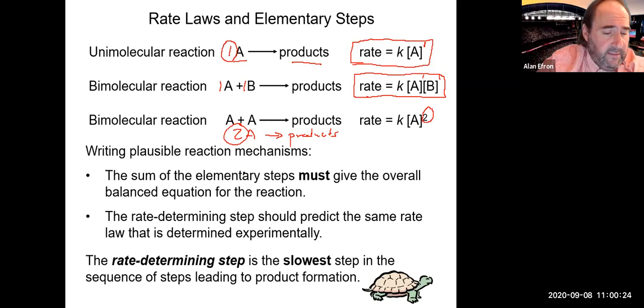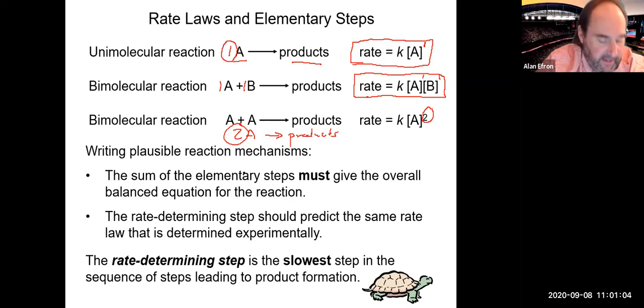So in these problems, if they're asking you to prove this is a good or bad mechanism, they will give you the overall reaction that you're looking for. The first simple thing to make it a good mechanism would be, obviously, that when you add up all the steps of that mechanism, you do get the overall reaction that we are looking for. Now, the second thing that has to happen is that what is known as the rate determining step should have the same rate law as the one that's found experimentally.